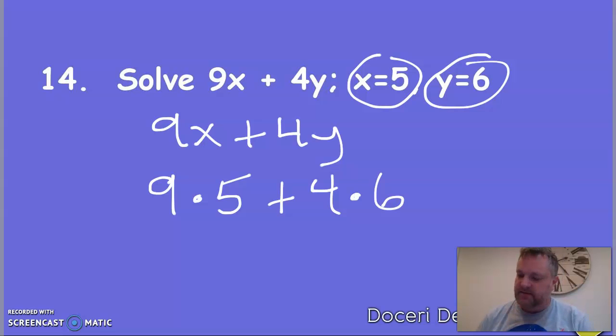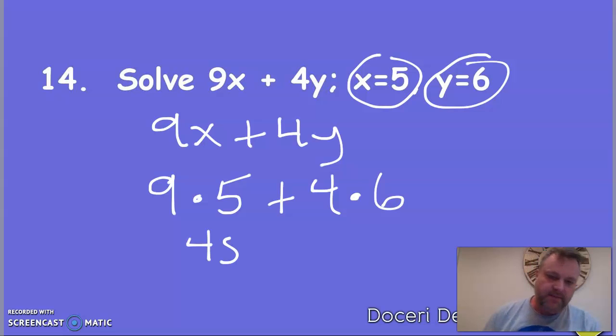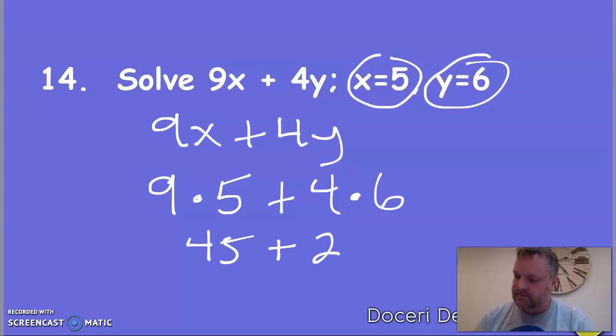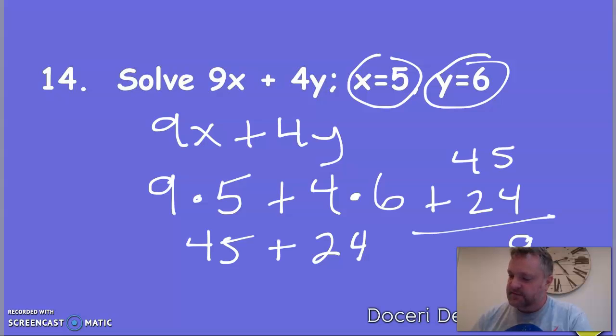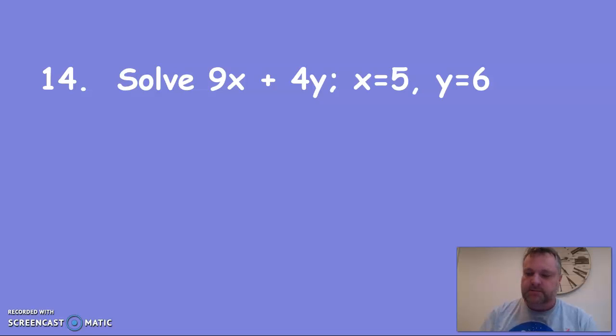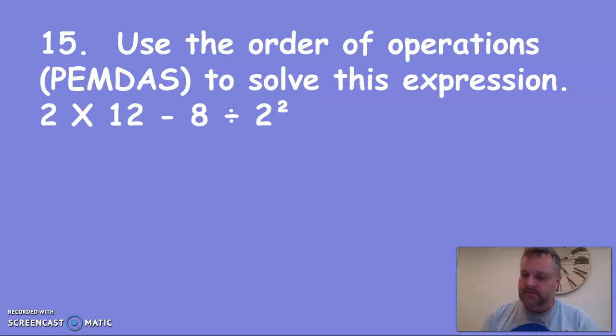Now I just simplify. 9 times 5 is 45. I drop the plus sign, and then I multiply 4 times 6, which is 24. And then I simply add those two together. So if I do a little side addition problem here, 5 plus 4 is 9, 4 plus 2 is 6, so my answer is 69. Okay, let's move on to the next one.